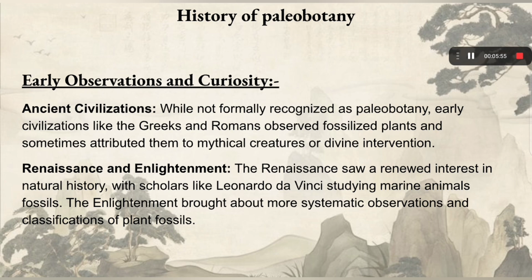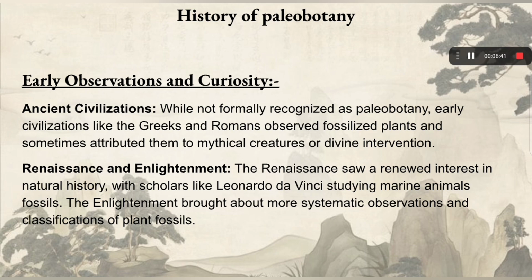While not formally recognized as paleobotany, early civilizations like the Greeks and Romans observed fossilized plants, and sometimes attributed them to mythical creatures or divine intervention. So in ancient times, some Greeks and Romans observed fossilized plants and considered them a mythical creation. So what is the meaning of mythical creation? A fantastical being that exists only in stories and myths.